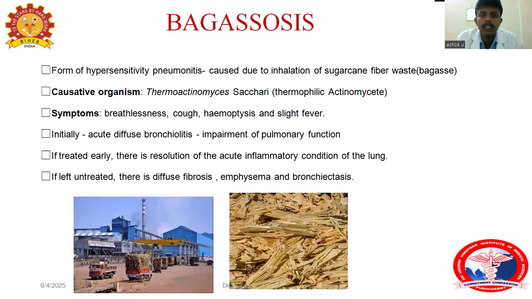Coming to bagassosis, this is due to sugarcane fiber waste. It is a form of hypersensitivity pneumonitis caused by inhalation of sugarcane fiber waste, and the causative organism is Thermoactinomyces sacchari, a thermophilic actinomycete. The symptoms, as with all pneumoconioses, are breathlessness, cough, and slight fever. Initially, there is acute diffuse bronchiolitis and impairment of pulmonary function. If treated early, there is resolution of the acute inflammatory condition of the lung, and if left untreated, there is increased fibrosis, emphysema, and bronchiectasis.